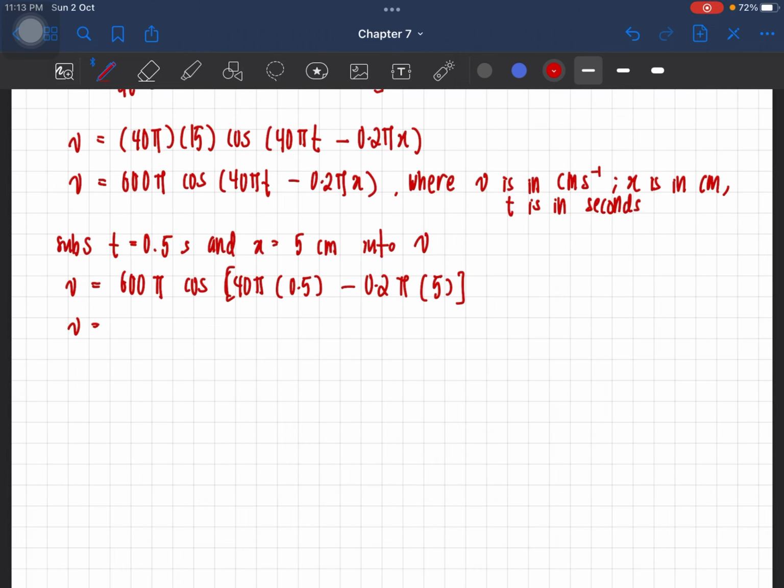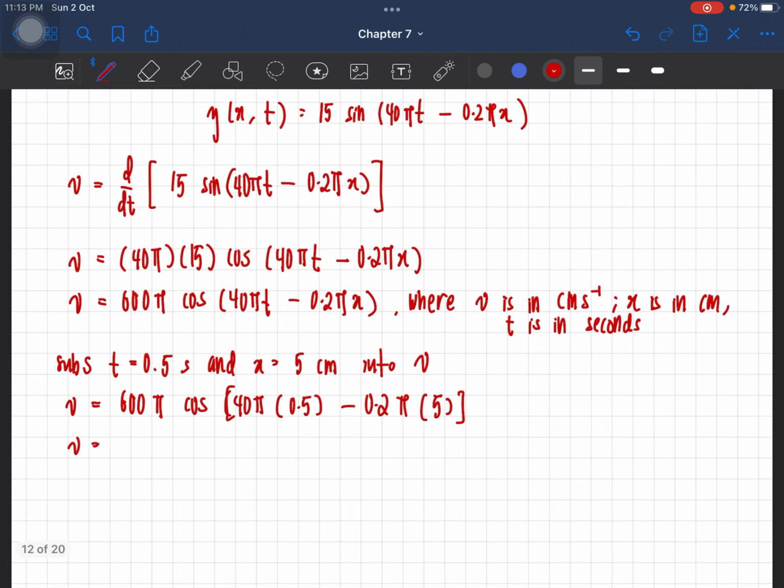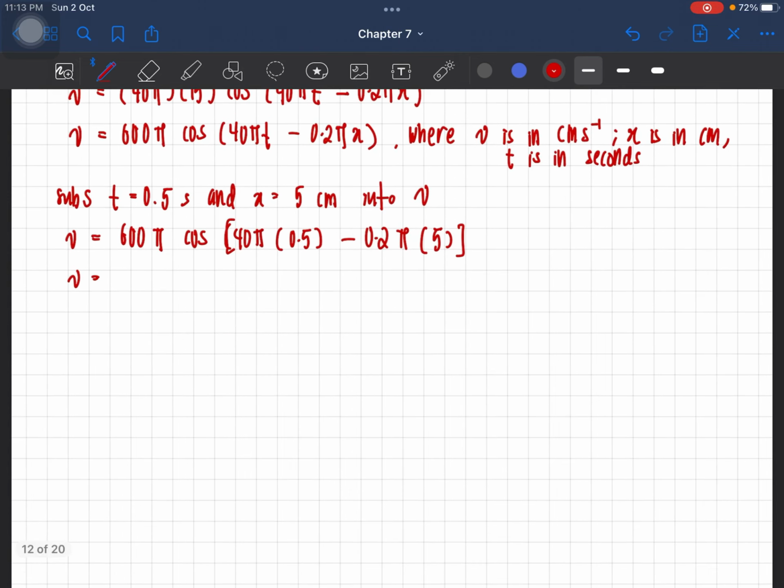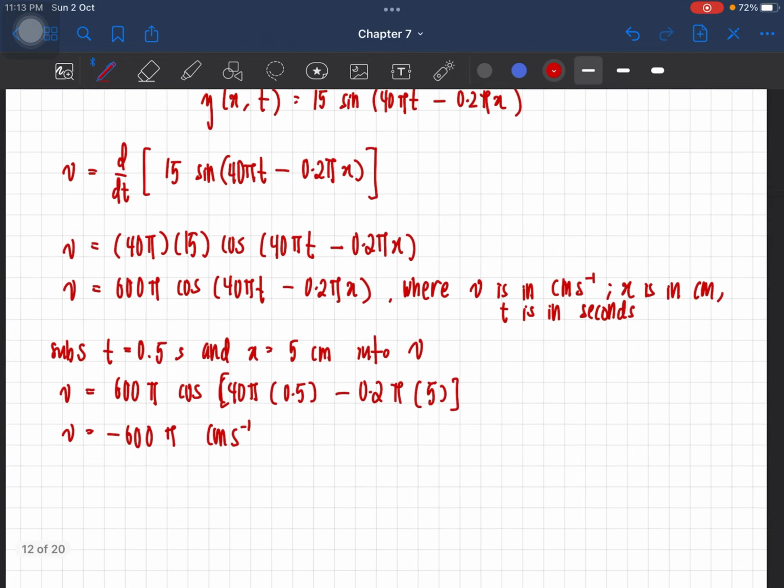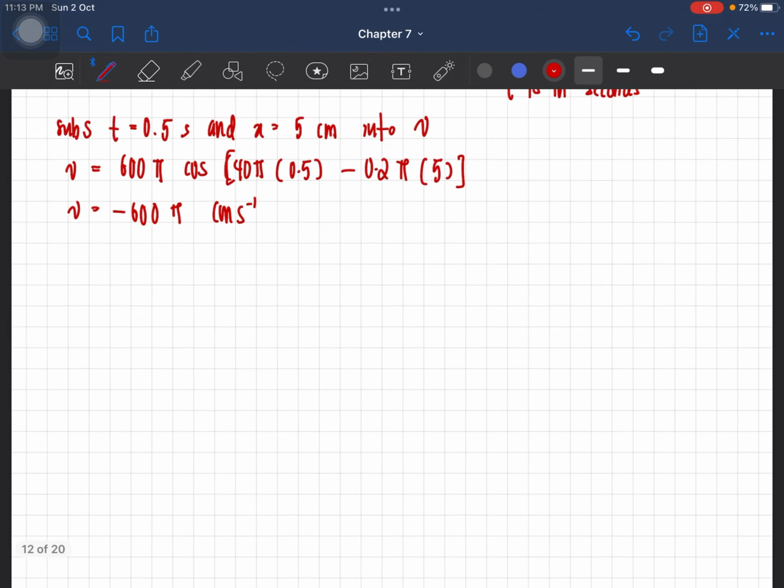So we get the speed of the particle to be equal to negative 600 pi centimeter per second. Okay, that is long. Next we need to consider the acceleration.